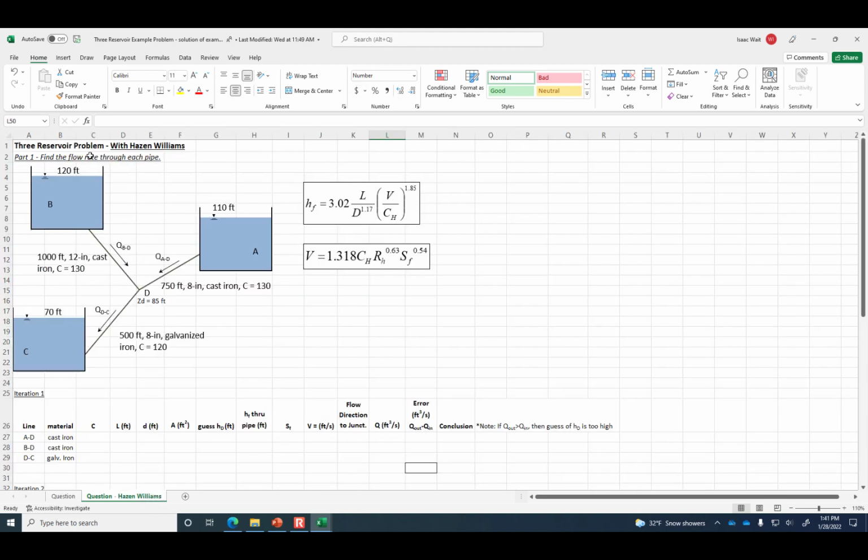When I get back to my office, I'll try and sort through the debris of this Hazen-Williams example, and send you the solution to that, along with a description of why I was not able to get it here in class.